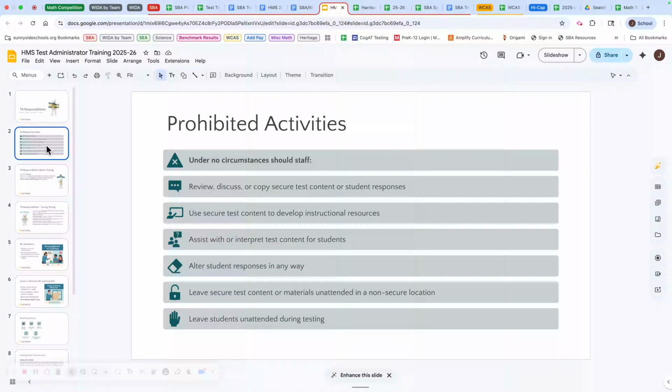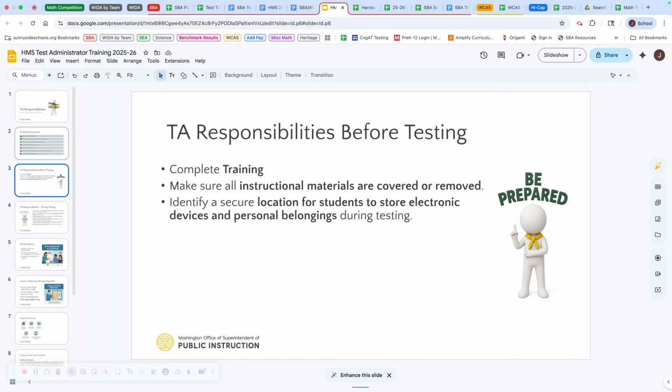As far as a secure location, your classroom is considered a secure location as long as it is locked. Just make sure to put the testing materials away and lock the door to your classroom.